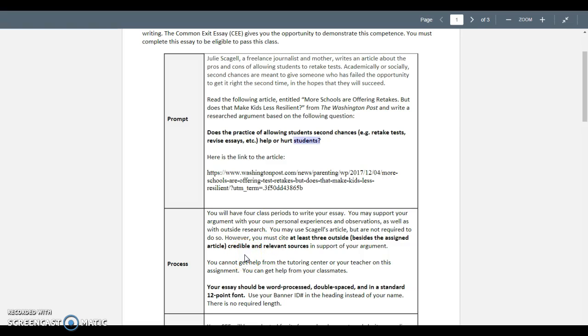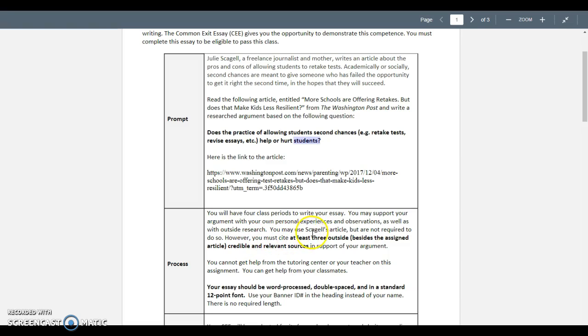You will have 4 class periods to write your essay, which means that this essay will be assigned April 9th and it will be due April 18th. And this is to give me a little bit of opportunity to read the essays before the reading on April 20th. So most classes have 4 class periods, but you guys have about a week and a half because it's an online class. You can use personal experiences and observations to support your argument as well as outside research.